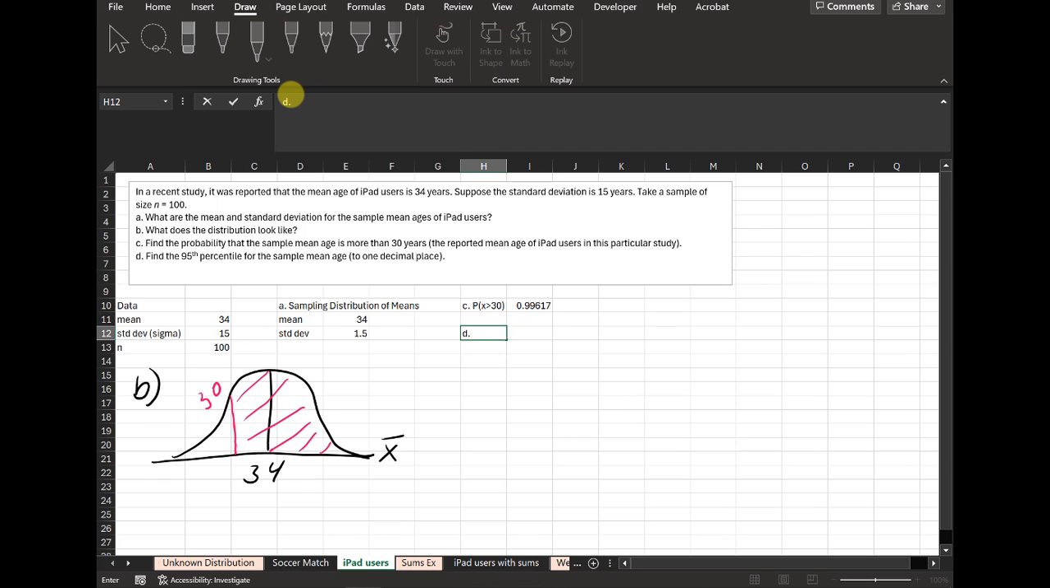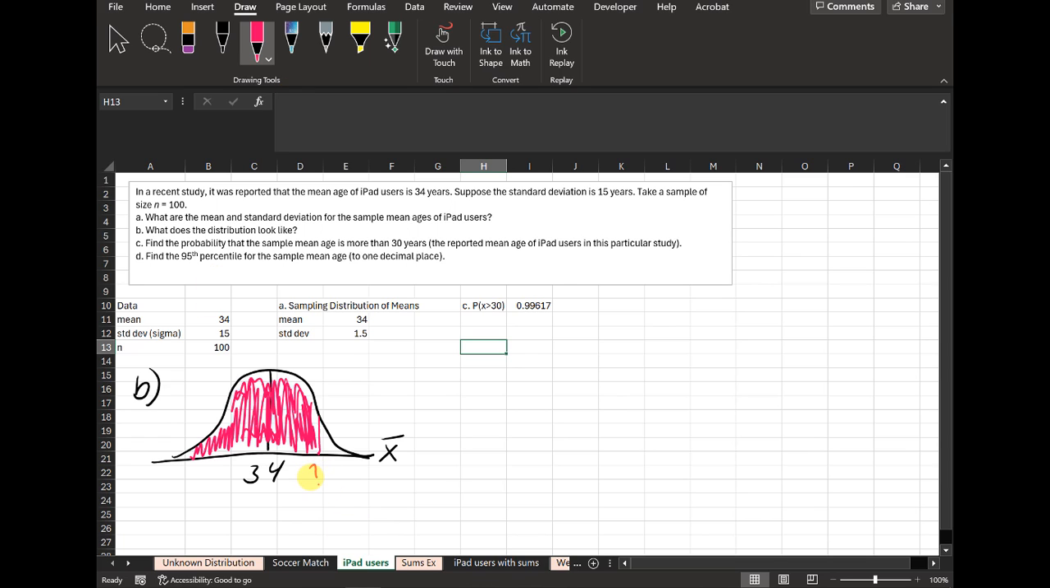Okay, and finally, find the 95th percentile for the sample mean age to 1 decimal place. Okay, so let's get rid of what we just drew here. And let's kind of reconfigure this, okay? So now we want to find the 95th percentile, which is really referring to, so this here is our bottom 95% of the area. That's kind of the idea of a percentile. So I've got this bottom 95%. And I want to know now what value down here does this correspond to.